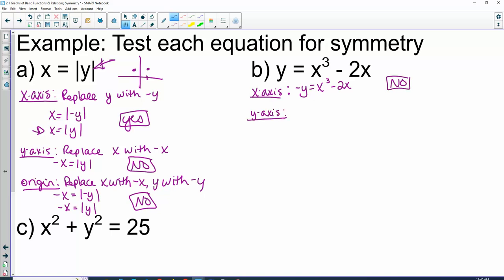If I want to check the y, we make our x's negative. Notice I'm putting them in parentheses because I'm replacing each of those x's with a negative x. Alright. If this confuses you, a couple people in my second hour were confused when I said like negative x to the third. You could think of that as negative 1 x to the third if you want. What's negative 1 times negative 1 times negative 1? Negative 1. What's x times x times x?